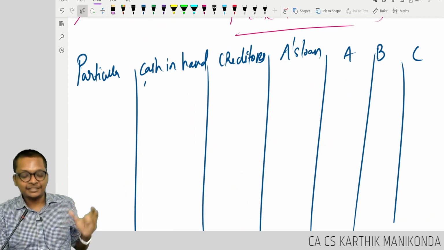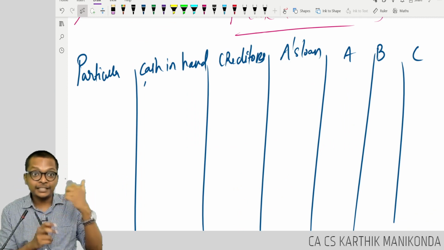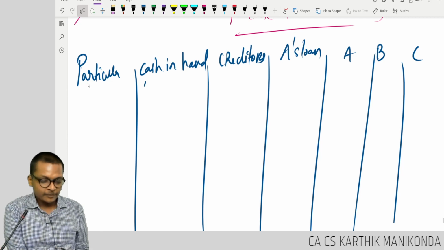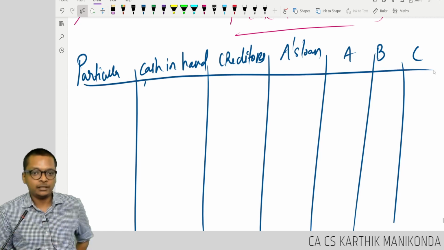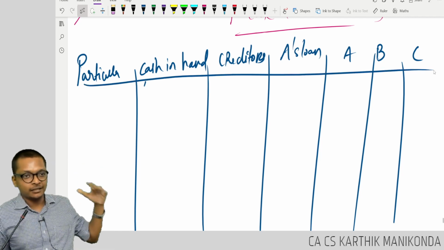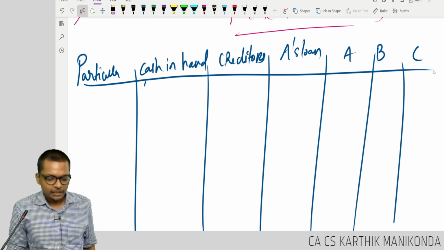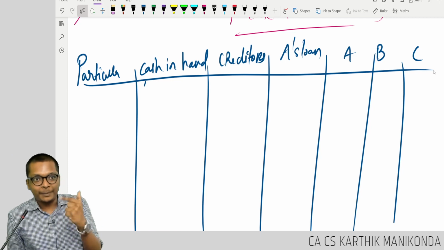Particulars, cash in hand, then liabilities in order: first creditors, then A's loan, then ABC. So I will prepare one table like this. Let's do it together. Of course, my handwriting will be little, you have already guessed it, but try to manage. First, let me write whatever balance is available.